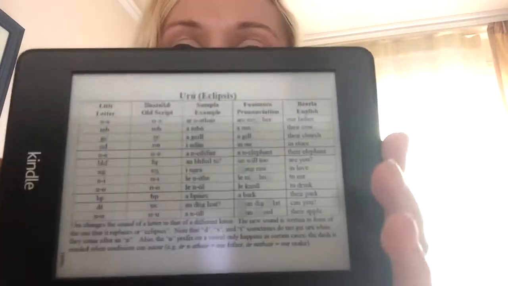Okay, so here we have this chart. I think I will turn the brightness up a little bit because we are in a bit of a bright room at the moment. Okay, there we go.